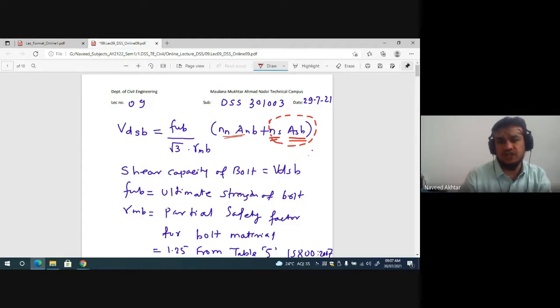Because there is no shank area in the black bolt, the common bolt, the rough bolt, you can say. That's why there is thread throughout, only the threaded portion will be there, and only this portion of the formula will be applicable.